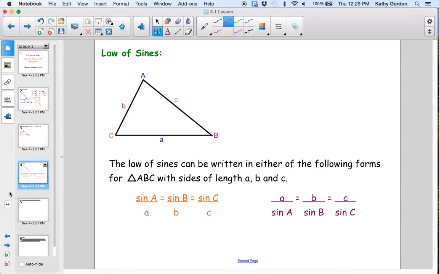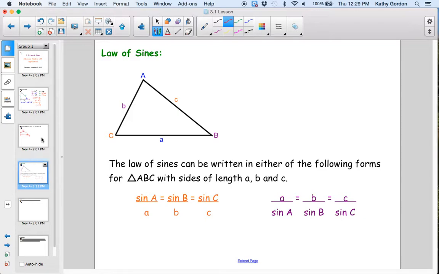And what this is saying is it doesn't matter which way we set up the ratios. We can either put the sines on top and the sides on the bottom, or we can do the reverse. What matters is that I'm consistent. Whichever way I do one ratio, I gotta do the other ratio to make it work. Okay?